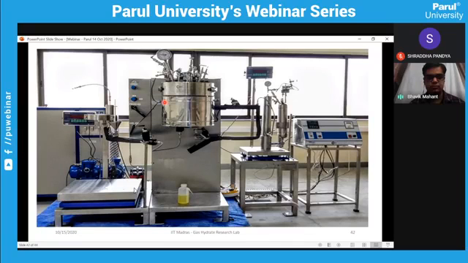This is one reactor which we just made with the help of Gas Authority India Limited. In this reactor, we will do the same thing. We will add sand, water and gas, and we will form the gas hydrate.